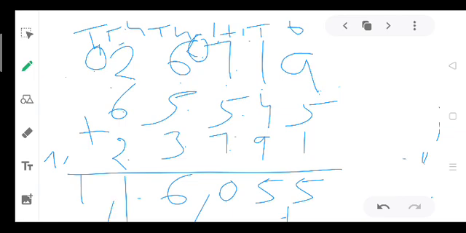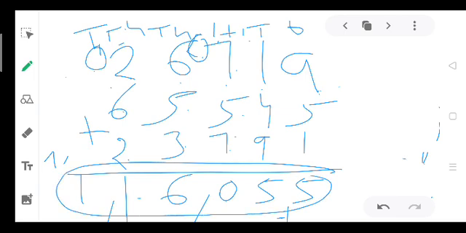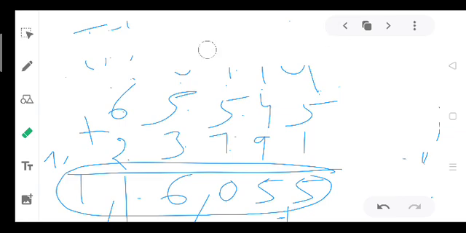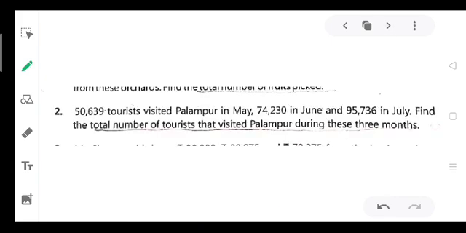So how many fruits were picked up? 1,16,055. Now you will write the answer here. In answer you will write total number of fruits picked from all the three orchards is equal to this. Clear? Now come on your second question.